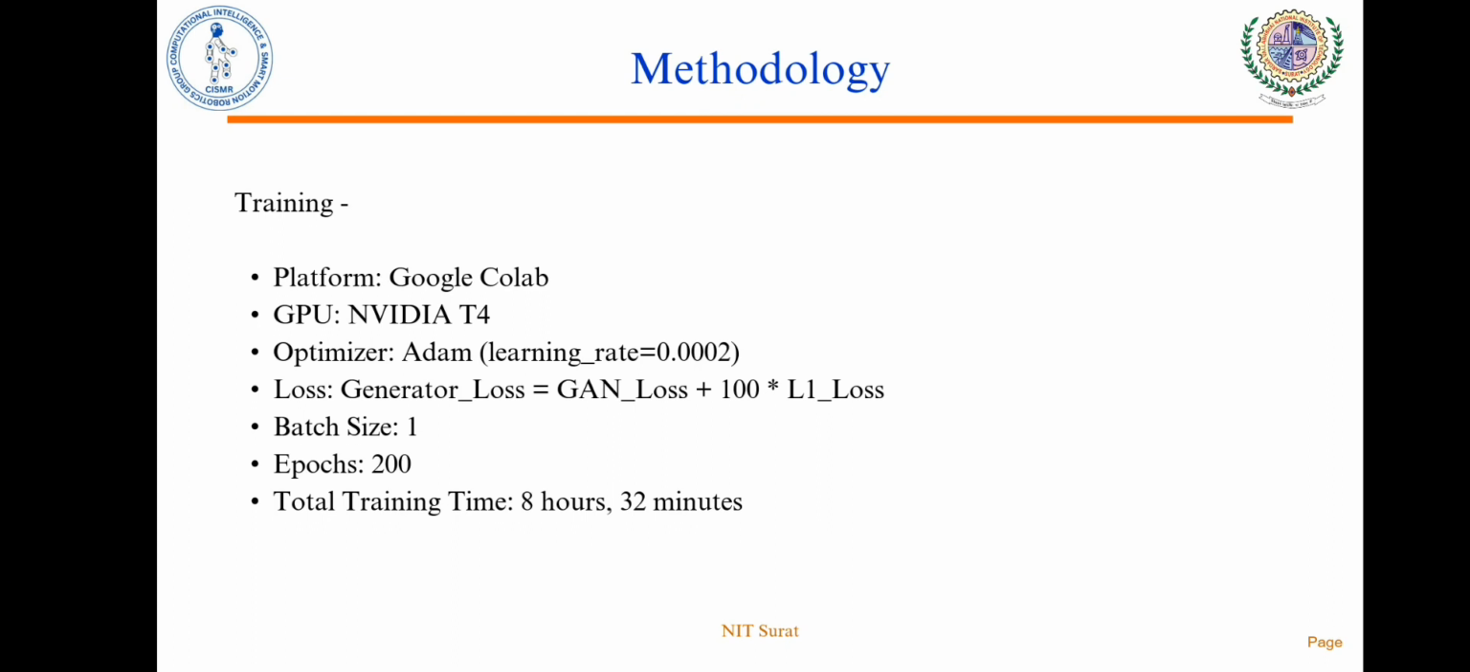Training configuration. We train on Google Colab using an NVIDIA T4 GPU. The optimizer is Adam with learning rate equal to 0.0002, and generator loss is equal to GAN loss plus 100 times L1 loss. Batch size is 1 as recommended, and total training time is 8 hours 32 minutes for 200 epochs.